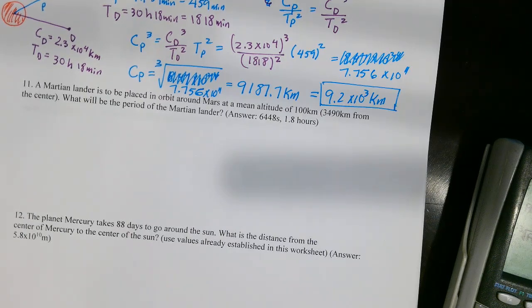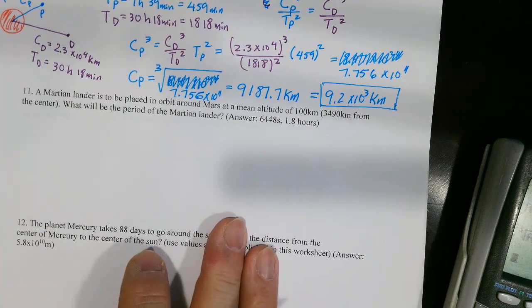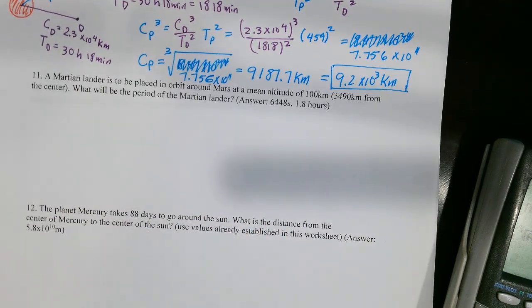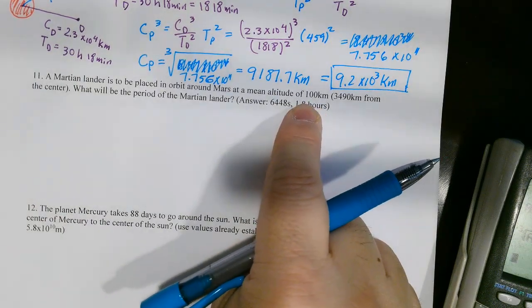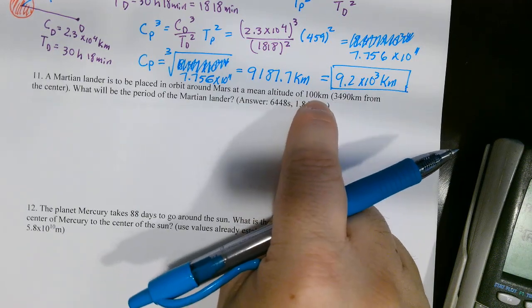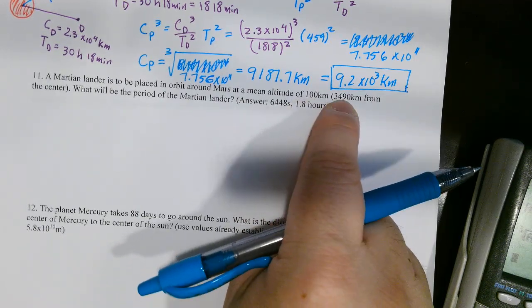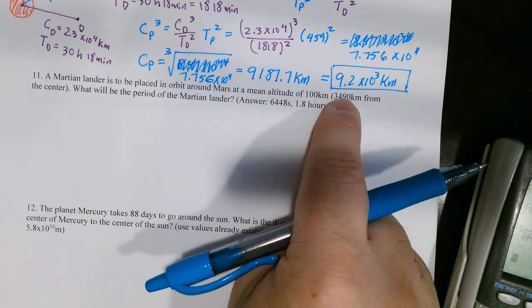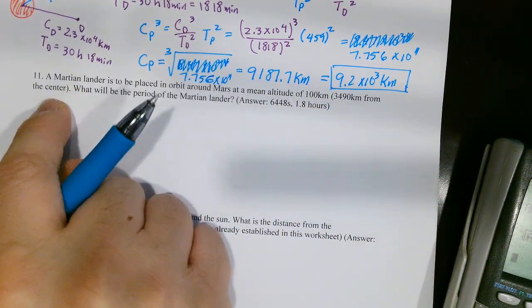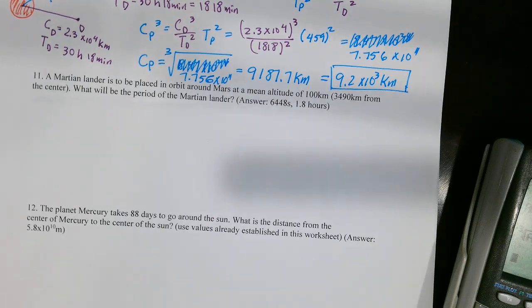All right, let's take a look at number 11. A Martian lander is to be placed in orbit around Mars at a mean altitude of 100 kilometers, or this plus the radius of Mars is what this should be, right? So it's 3,490 kilometers from the center of Mars.